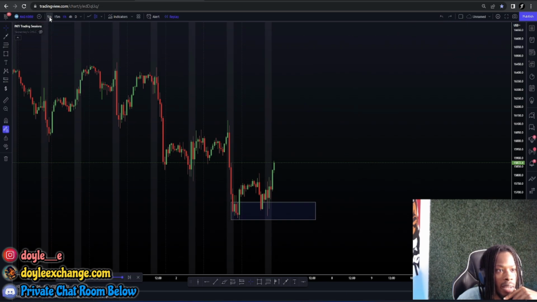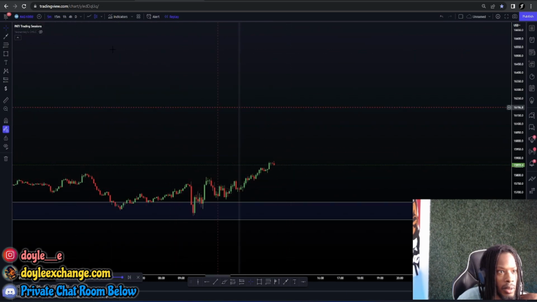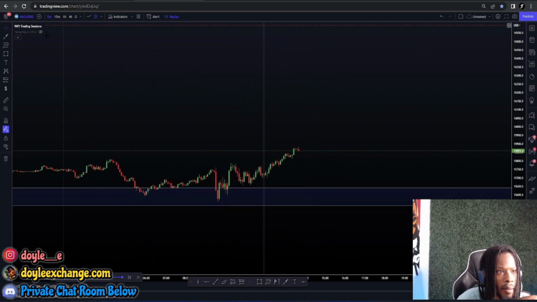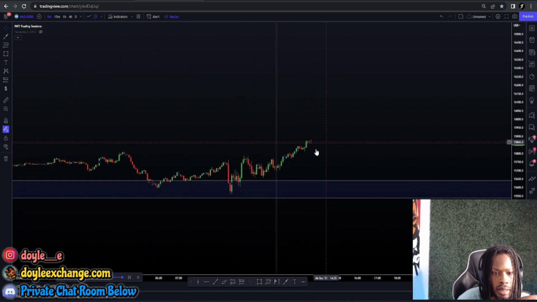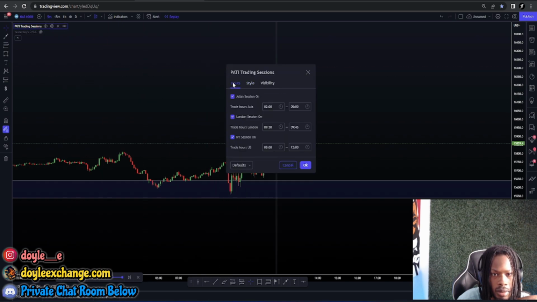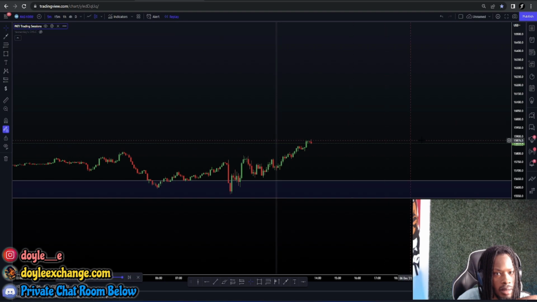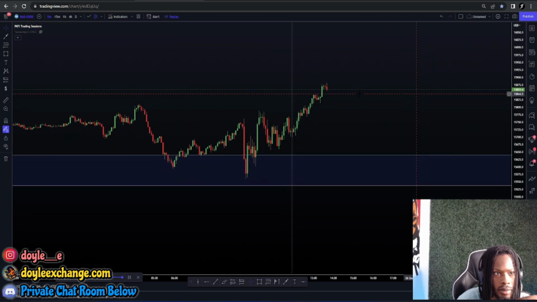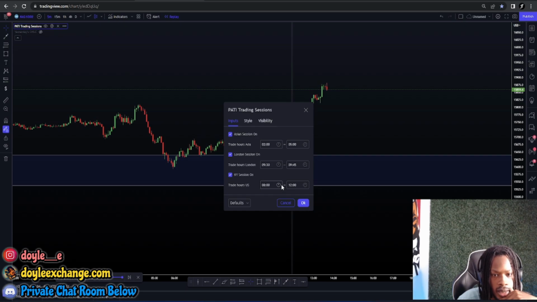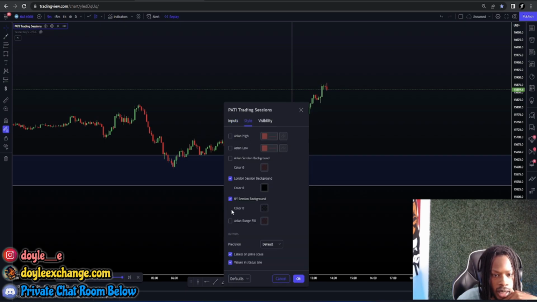Now let's go to the 5-minute, because that's really my entry time frame, okay? Let me make sure this is right. I don't know why they're not shading in the correct shaded area, because that definitely should be shaded in.